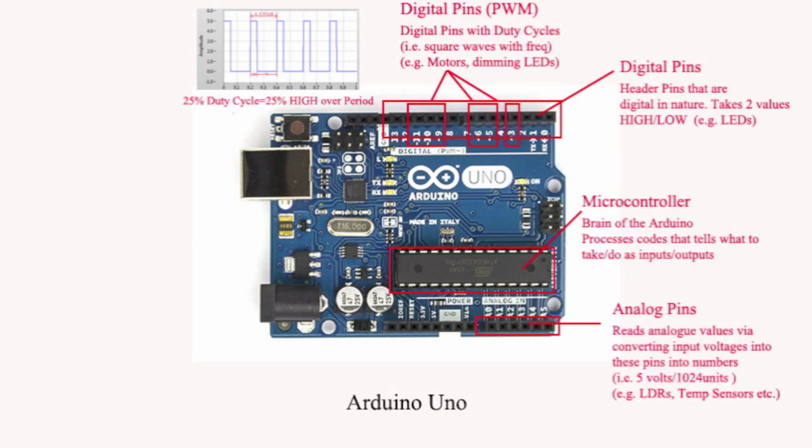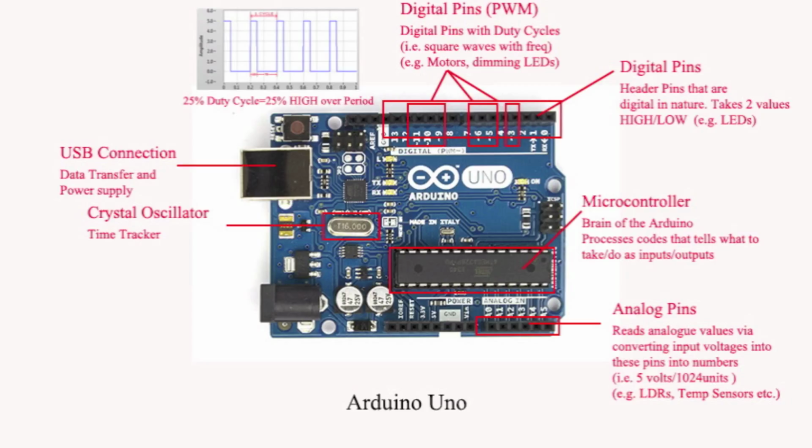Third, analog pins. These pins read voltages within a circuitry, for example, from analog devices like LDRs. The microprocessor will help convert these voltages into readable and usable data that can be operated on in your code. Fourth, crystal oscillator. This component helps the Arduino to keep track of time. Fifth, USB connection. It helps to power up the Arduino as well as transfer data from the computer.